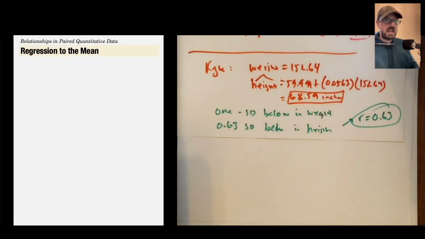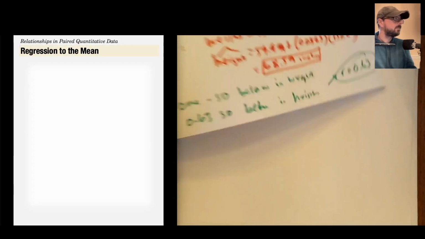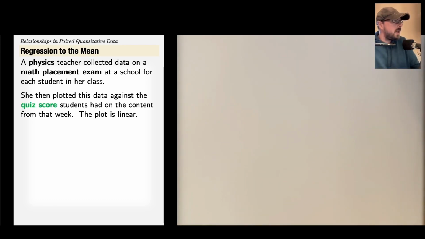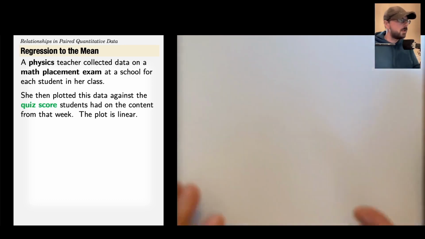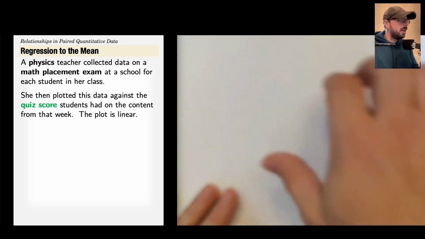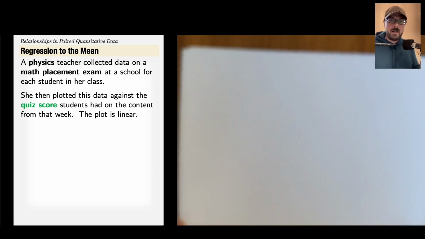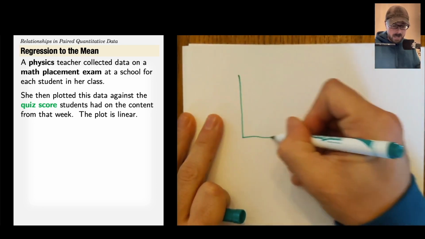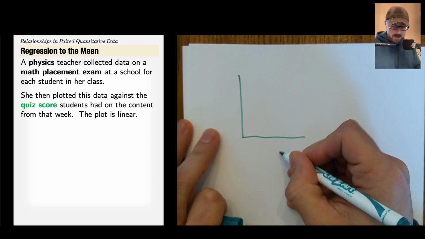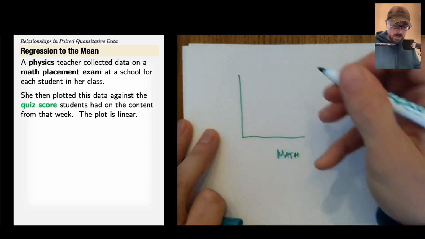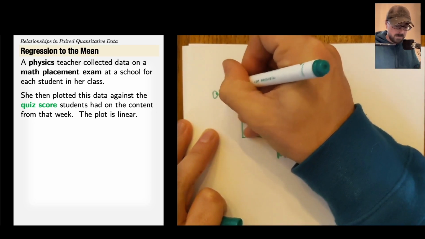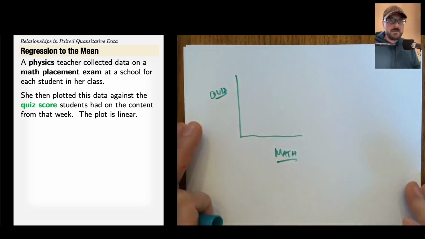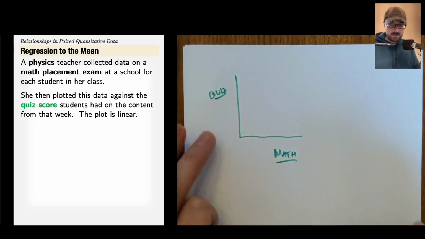So let's look at that in a particular example here. A physics teacher collected data on a math placement exam at a school for each student in her class. She then plotted this data against the quiz scores students had on the content from that week. The plot was linear. Here's a scatter plot. The math score is going to be the explanatory variable, and the quiz score for the physics will be the response. We plotted this, and we see some type of linear plot.